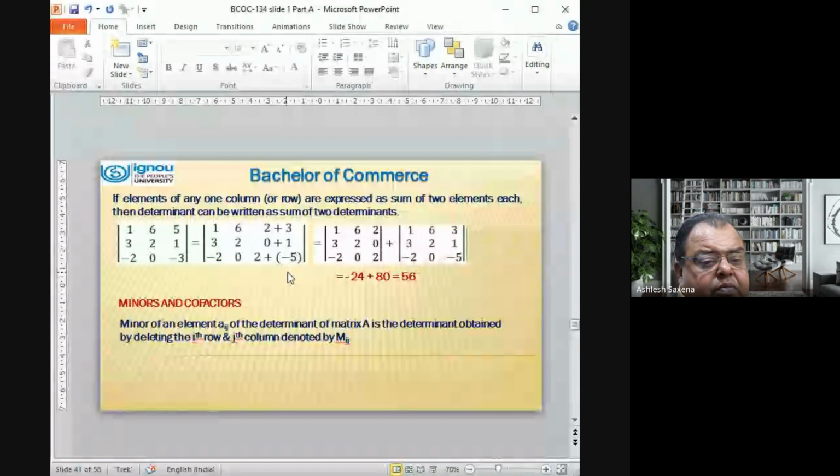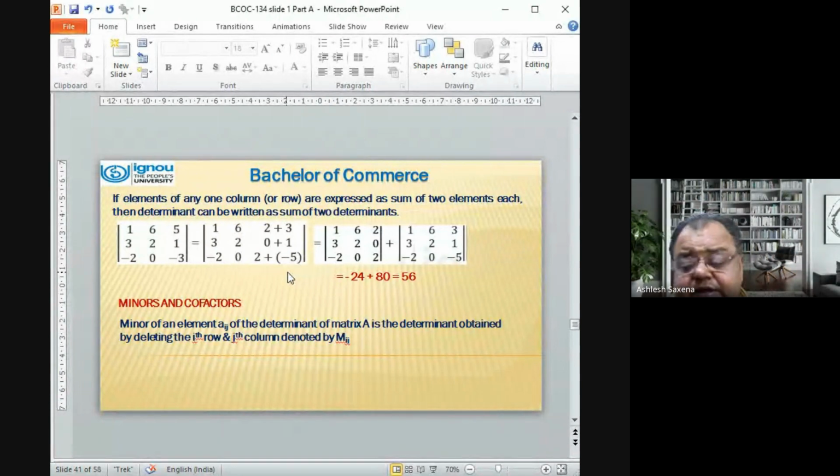Minors and cofactors. Minor of an element Aij: the minor of element Aij of the determinant of matrix A is the determinant of the matrix left after removing the ith row and jth column, denoted by Mij. I will show you how it is done.